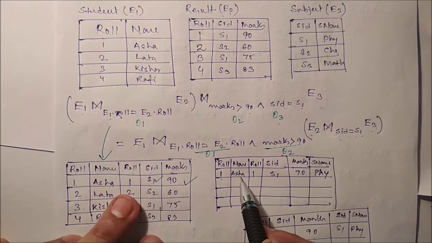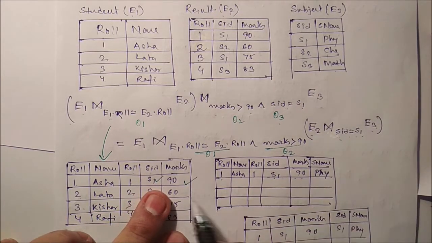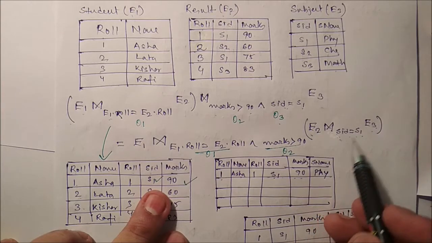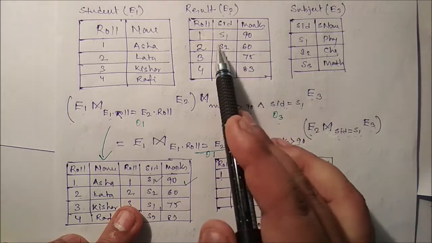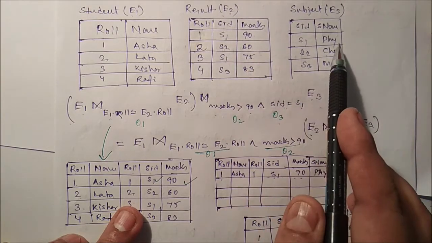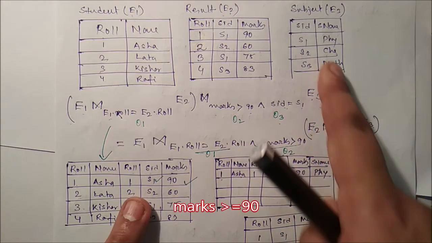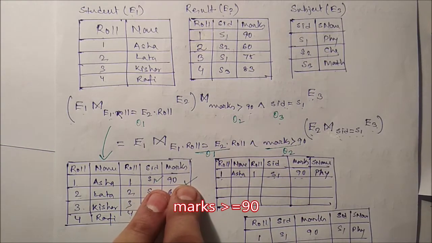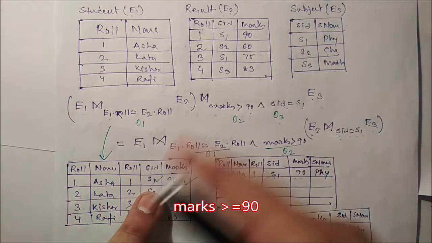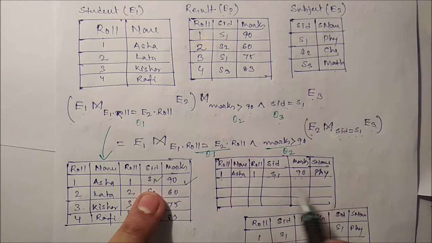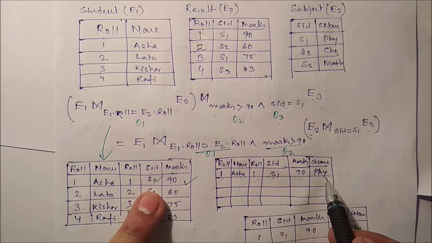1, ASA, 1, S1, 90, and the subject is physics, because we have to merge with the E3. Okay, so S1 is what? We have to merge S1, here the subject is physics. So we have to merge these two tables. And the condition is that marks should be greater than 90 and subject ID should be S1. So here we merge these two tables, and subject ID is equal to S1. That means the output will be 1, ASA, 1, S1, 90 and physics.